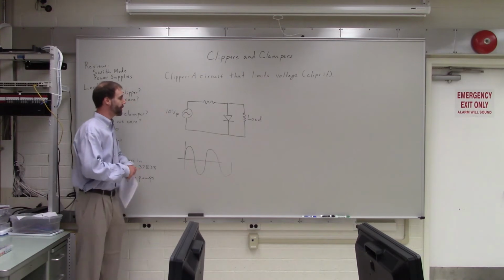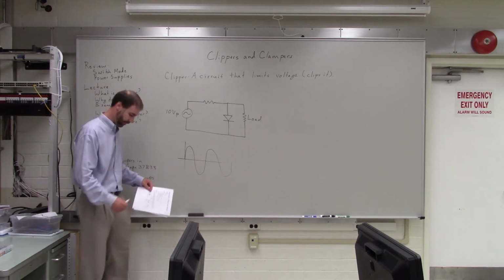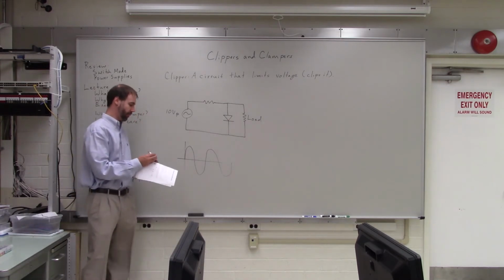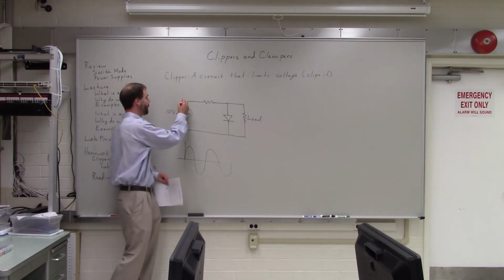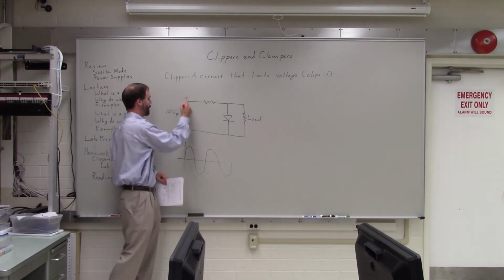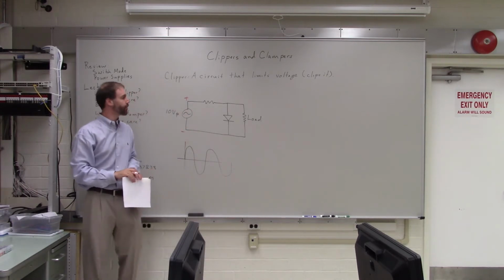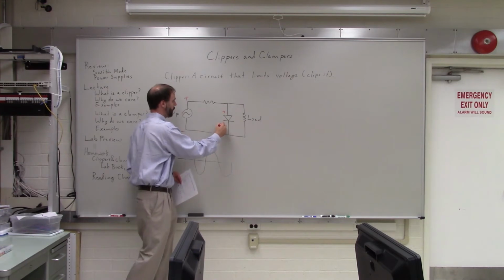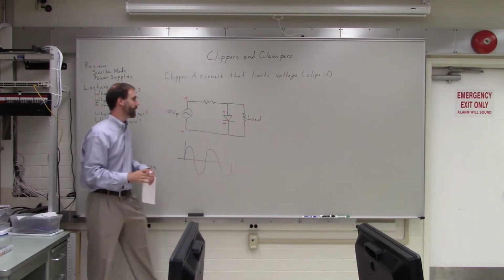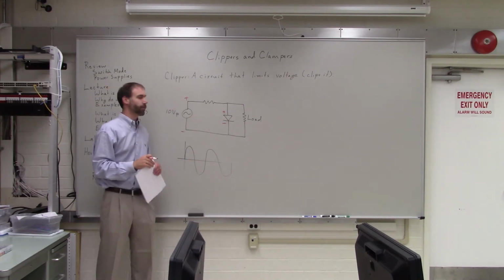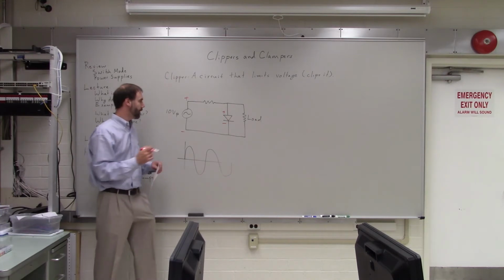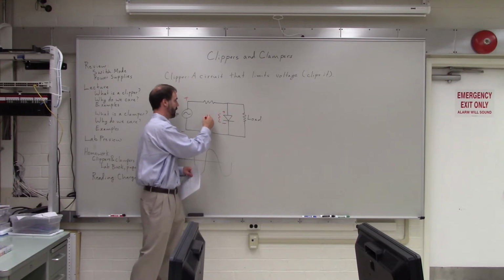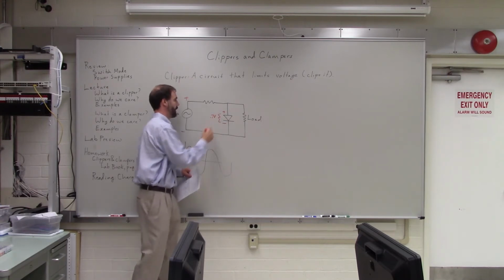Let's look at what happens across the load. So let's see what happens when we have a positive voltage there and a negative voltage there. In that case, we've got a positive voltage on the diode and a negative voltage there. Is that diode forward biased or reverse biased? Forward. So how much voltage do we have across this diode? 0.7. Yeah, 0.7 volts, exactly.